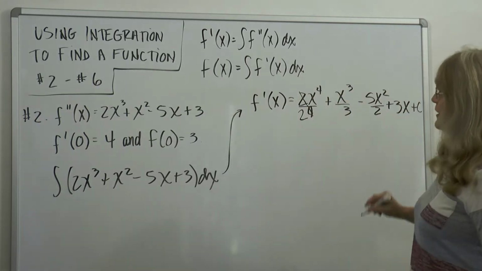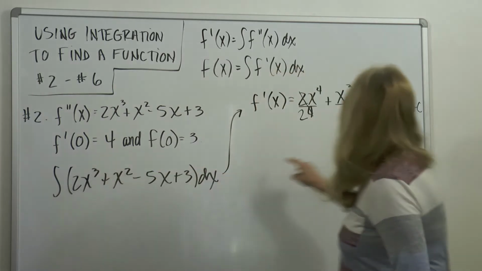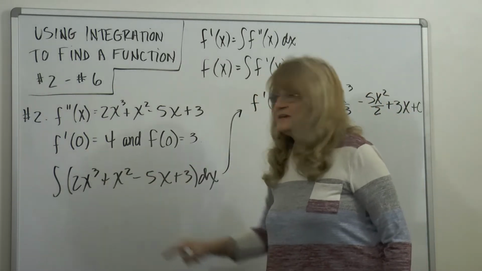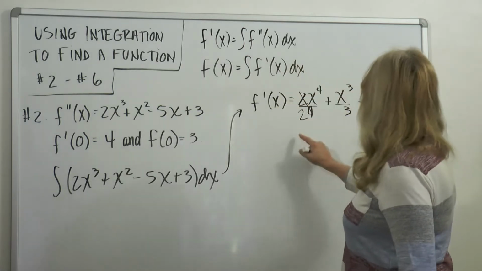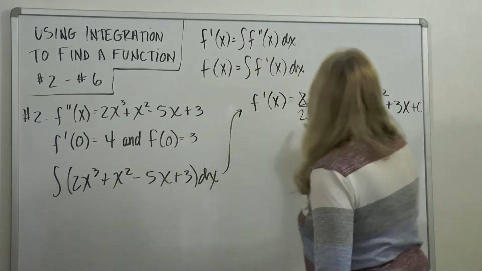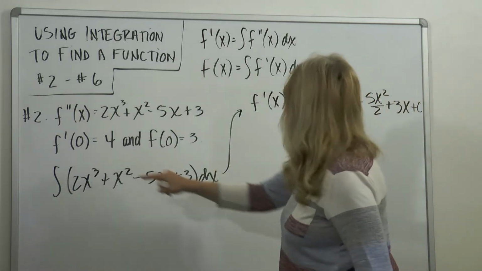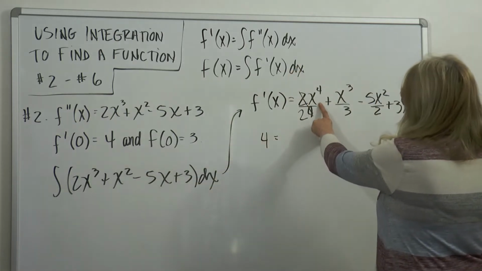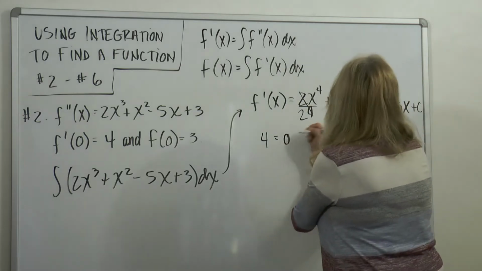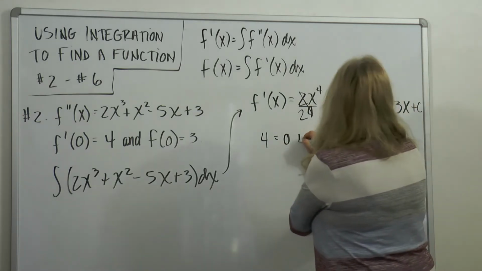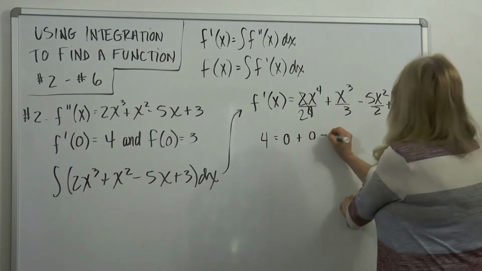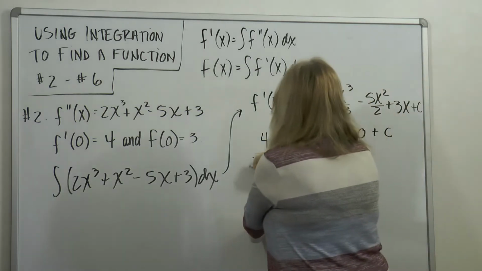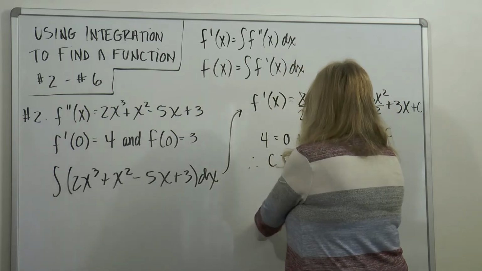Okay, and now I'm going to use this information to find what this c equals. Remember, 0 is your friend. So when I put a 0 there, that's the easiest. So that means when x is equal to 0, f prime is going to be equal to 4. So 4 is going to equal, well, 0 over 2 is 0. 0 to the 3rd over 3 is 0. This is going to be 0. That's going to be 0. This is why I love 0. Okay, therefore c is equal to 4.